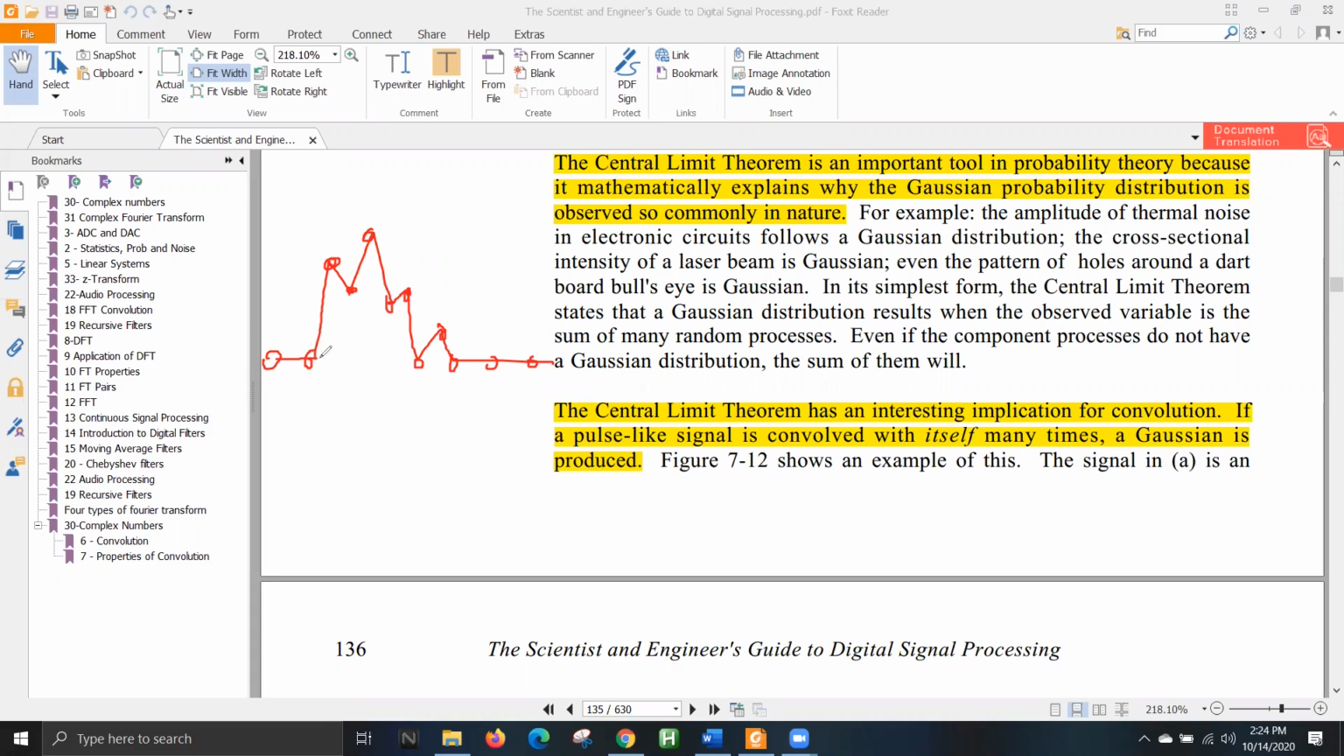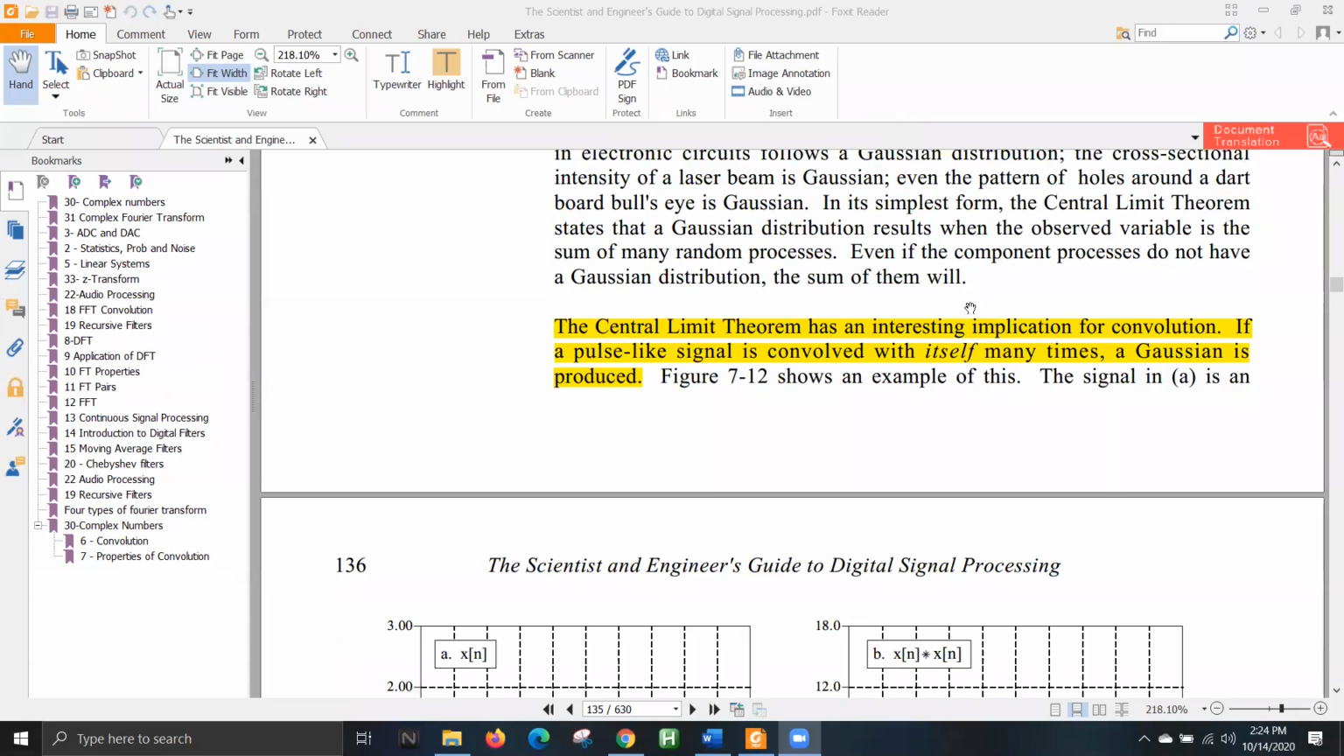So if you convolve this signal, suppose this is x, and perform convolution of x with x itself, then again x with x itself, it will gradually look more and more like a Gaussian. This is what the central limit theorem says. This is one of the properties of convolution. Convolution has the property of gradually moving towards a Gaussian-like distribution, the more you perform convolution with itself.